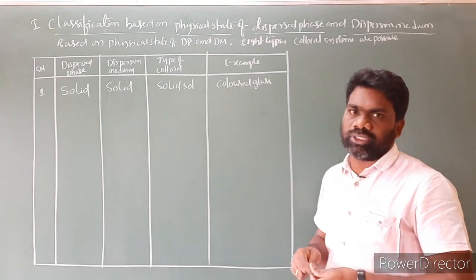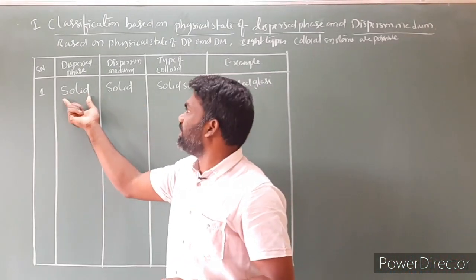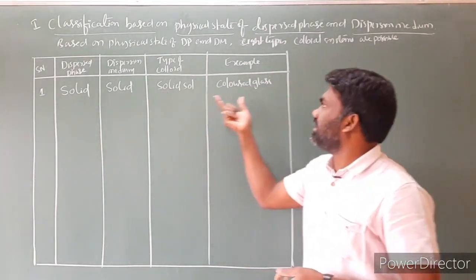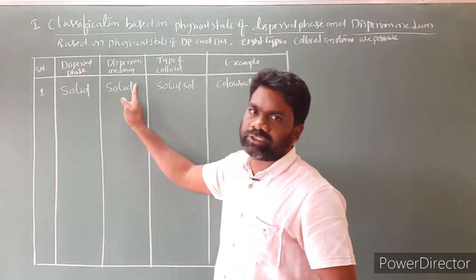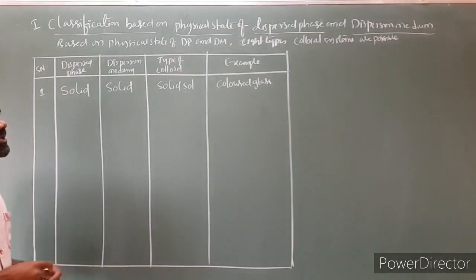They are also solid. So this is a solid present in solid. The solid in solid we have to call a solid sol, and the example is colored glass. So the physical state of the dispersed phase and dispersion medium are both solids only.